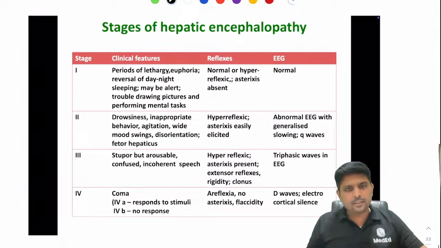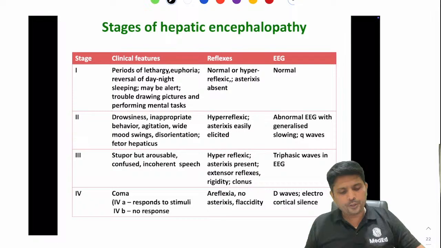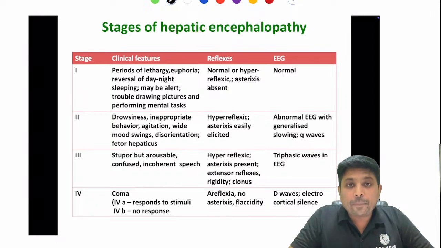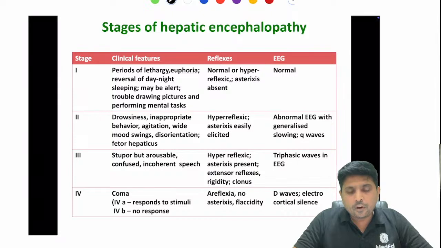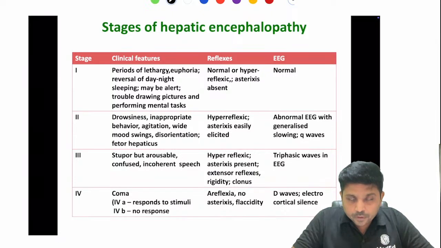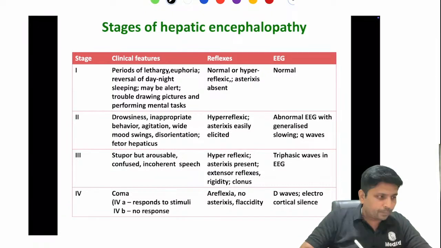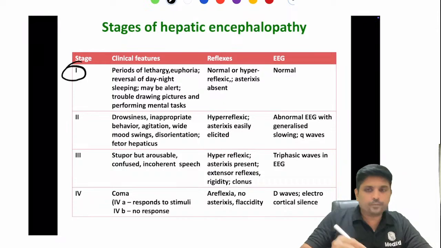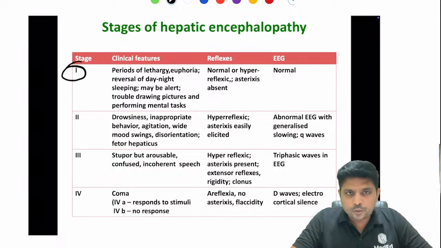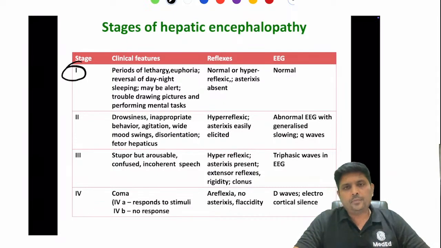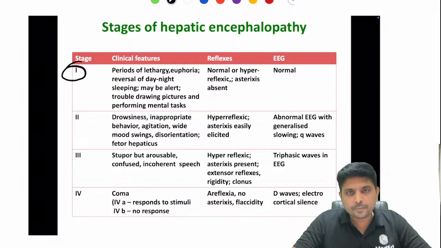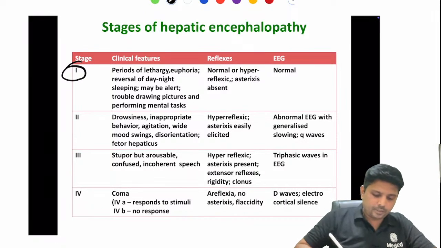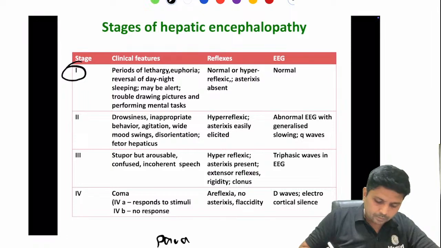Then the next thing that you need to know is hepatic encephalopathy, which was missed. What are all the stages of hepatic encephalopathy? The stages are 4: stage 1, 2, 3, 4. The most common cause of acute hepatic failure in pediatrics is paracetamol poisoning.